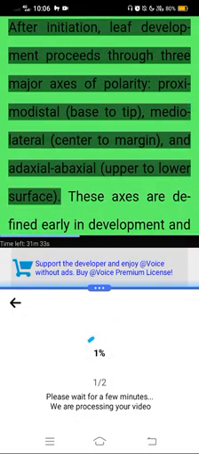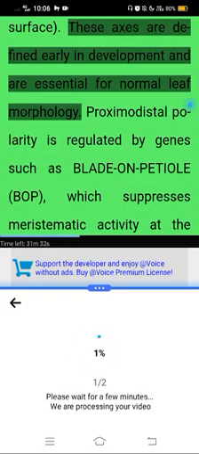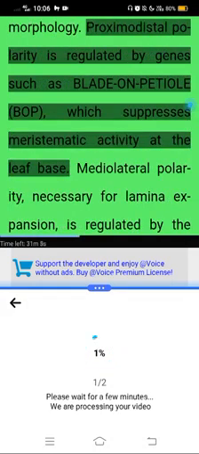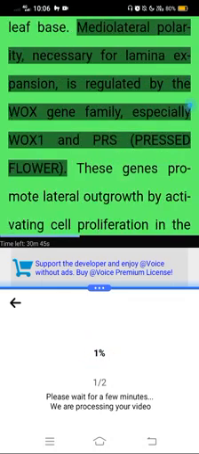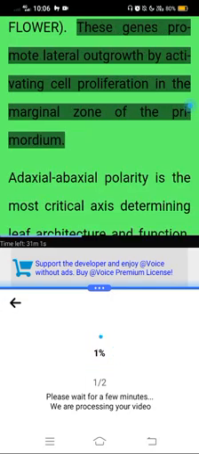After initiation, leaf development proceeds through 3 major axes of polarity: proximal-distal, base to tip; mediolateral, center to margin; and adaxial-abaxial, upper to lower surface. These axes are defined early in development and are essential for normal morphology. Proximal-distal polarity is regulated by genes such as BLADE-ON-PETIOLE, BOP, which suppresses meristematic activity at the leaf base. Mediolateral polarity, necessary for lamina expansion, is regulated by the WOX gene family, especially WOX1 and PRESSED FLOWER, PRS. These genes promote lateral outgrowth by activating cell proliferation in the marginal zone of the primordium.